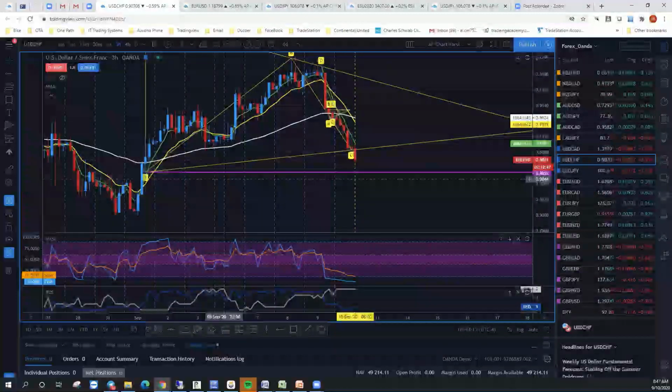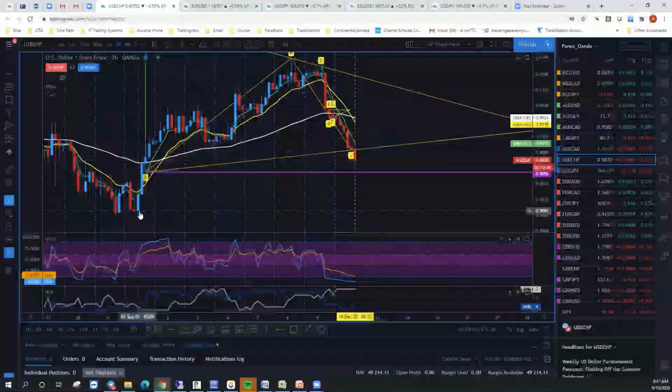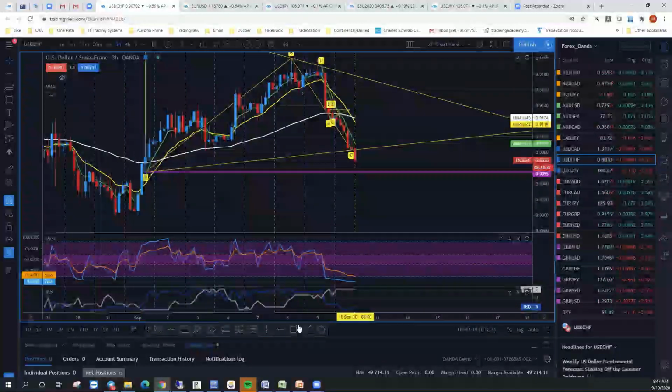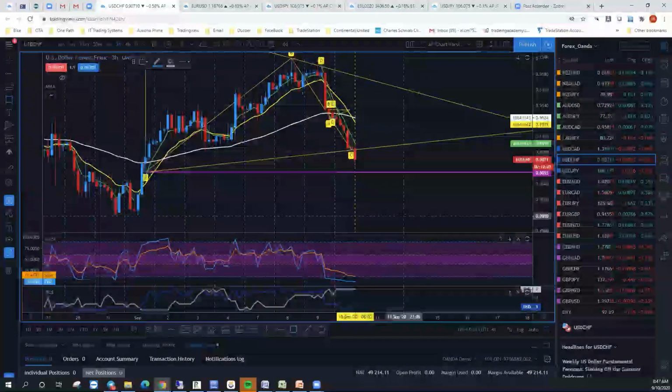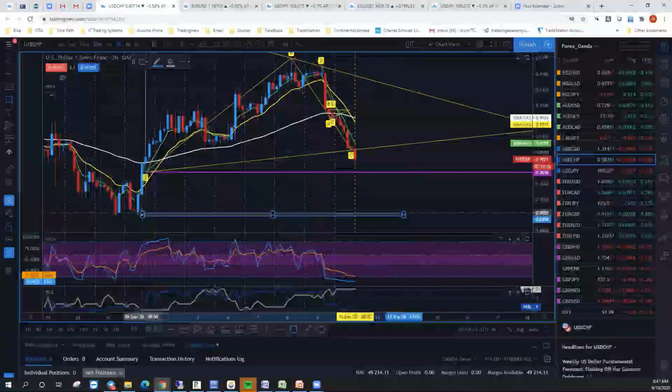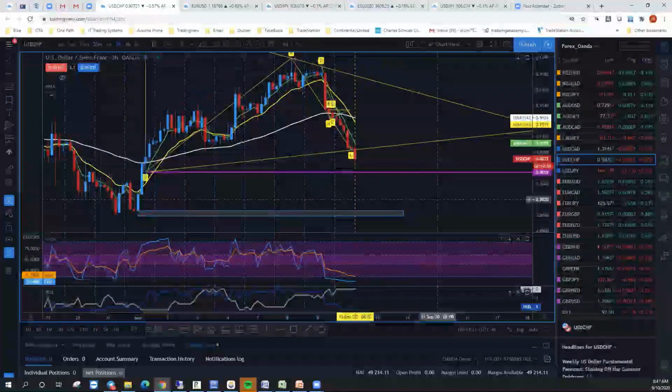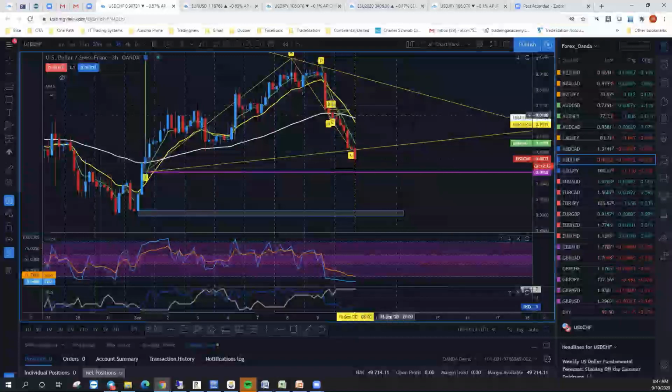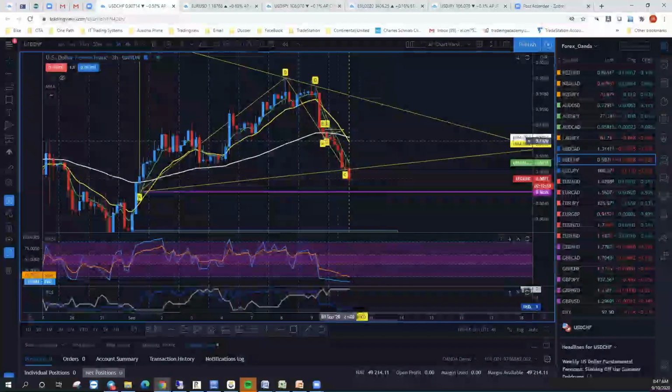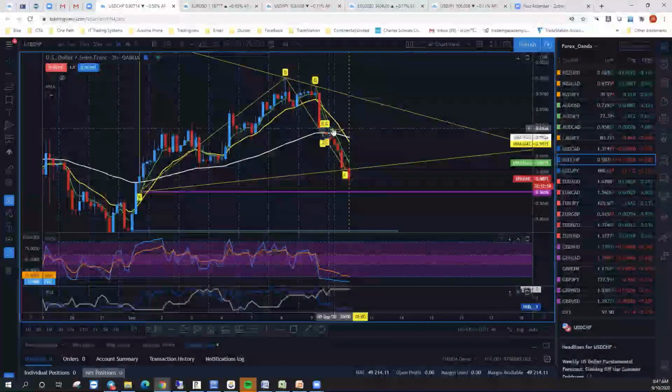Once it breaks through this, there's nothing to stop it until it gets down to here. Would you agree, Matt? Yeah, but this is definitely not what the system wants us to be trading. I don't know why they would come up with this pattern in here. I don't know how you do it.